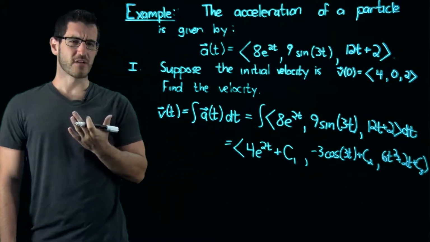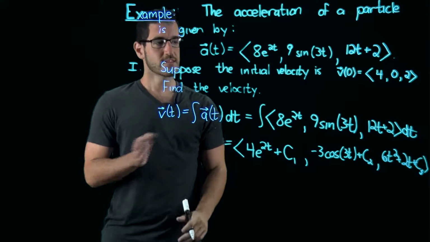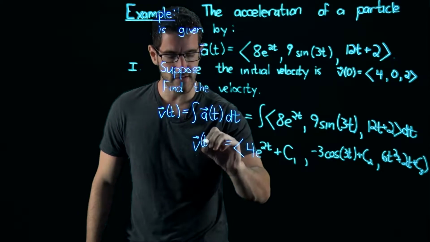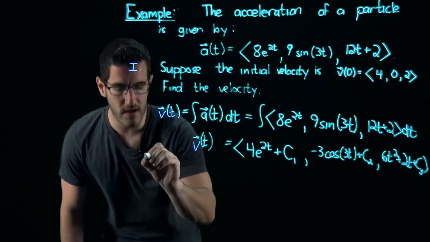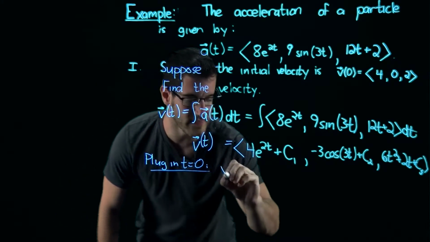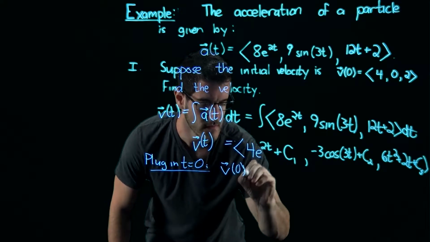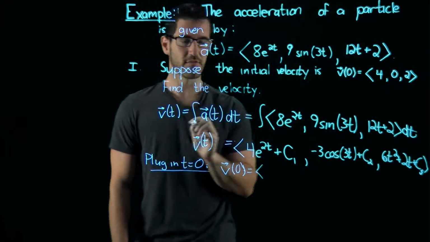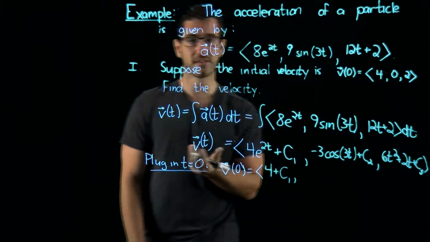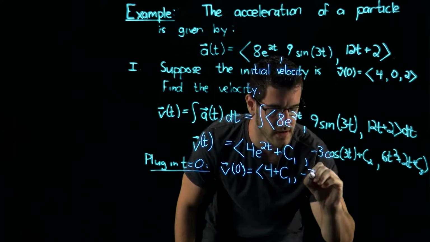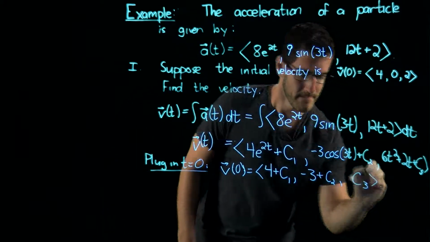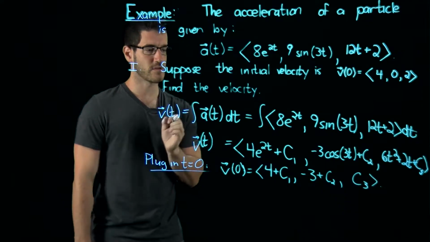Okay, so now we have these 3 constants, and we have to figure out, well, what are they? And this is where the initial velocity comes in. So we know on one hand that this expression that we just wrote down is v of t. So I can plug in t equals 0. And if I do that, I get that v of 0. So when I plug it into the first one, you have to remember e to the 0 is 1. So I get a 4 plus c1. Cosine of 0 is 1 as well, so here I'll get a minus 3 plus c2. And in this last component, I'll just get a c3. So if we plug t equals 0 into what we just wrote down, that's what we get.